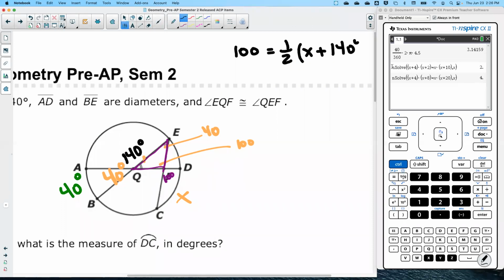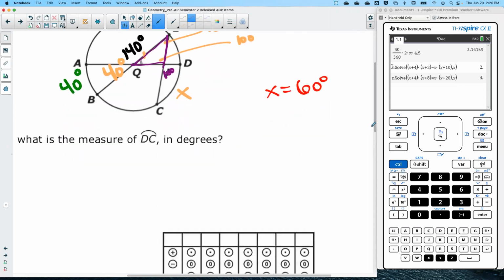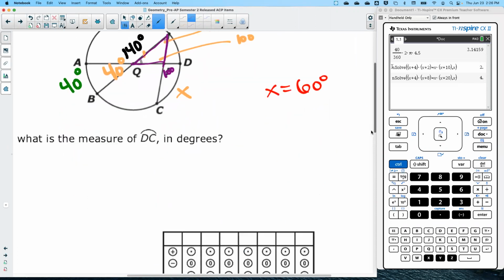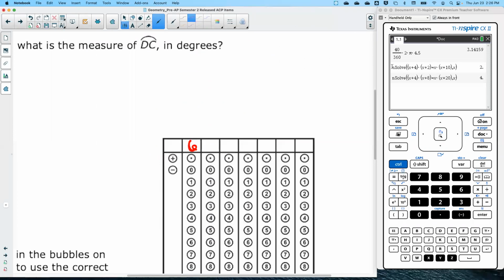Now we just do our algebra to get our answer. How do you get rid of a 1/2? You multiply by 2. So multiplying by 2, what does that turn that into? 200. So 200 equals x plus 140. You probably know the number now. 60. X is 60 degrees. Okay. So let's check out our multiple choice. Oh, it's not. Free response. 60.